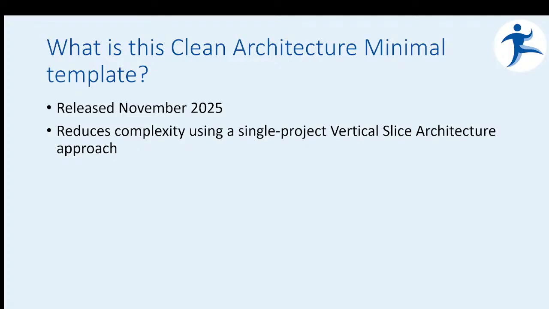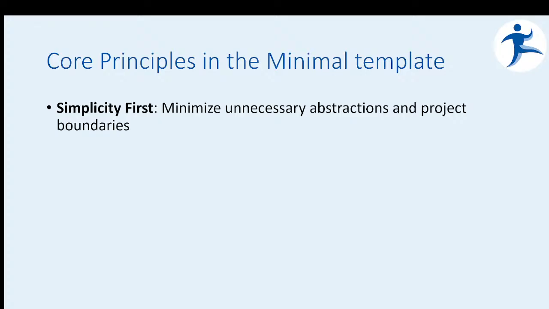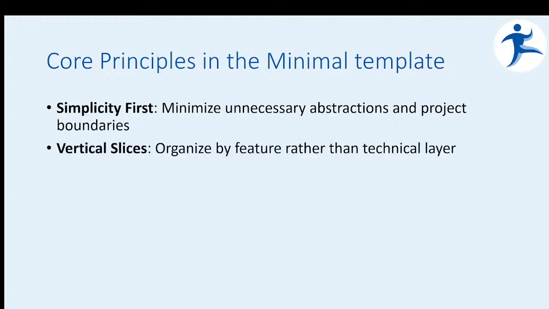That's now. And it reduces the complexity by using this single project vertical slice architecture approach. You're like, wait, are we doing clean architecture? Are we doing vertical slices? Yes, we're doing both. So the core principles are in that minimal template. So you're going to see that it's still simplistic. Unnecessary abstractions, project boundaries that are giving trouble, you get rid of those.